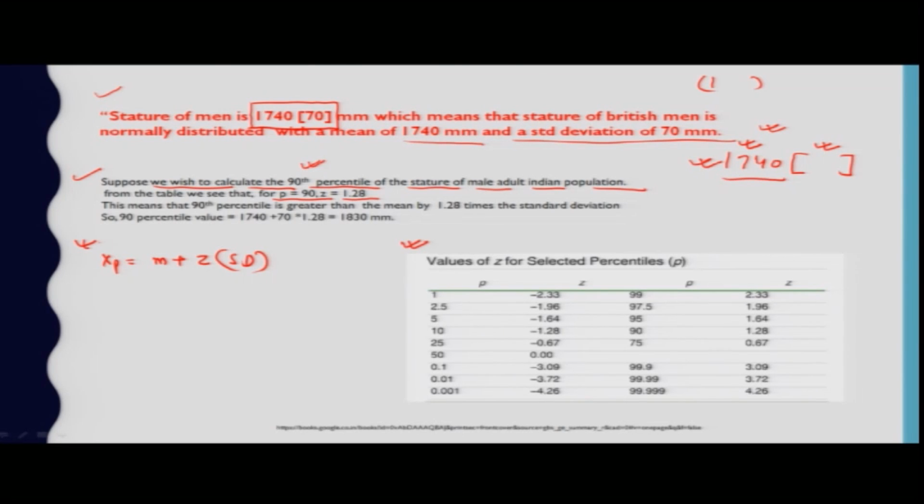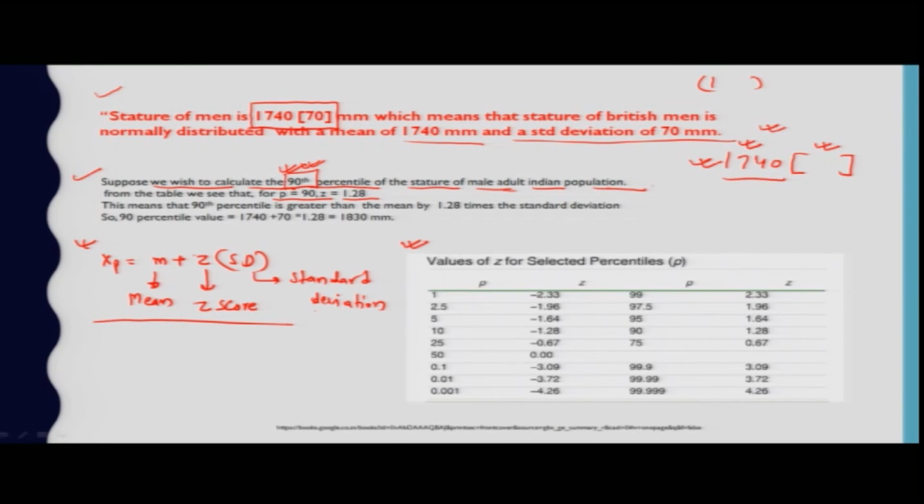So, that was the pth percentile, and m was mean, z was z score, that we have now understood how to calculate, and SD is obviously standard deviation. So, now we have to calculate the 90th percentile of the stature of the male adult Indian population. First we have to see what things are given: p equals 90. This formula is used for calculating the particular value of the percentile.